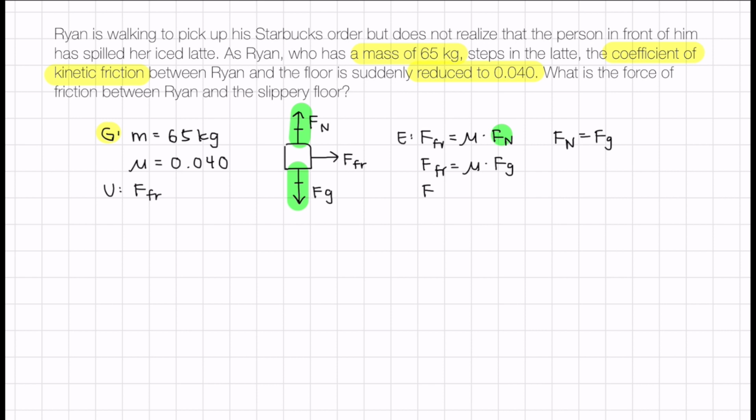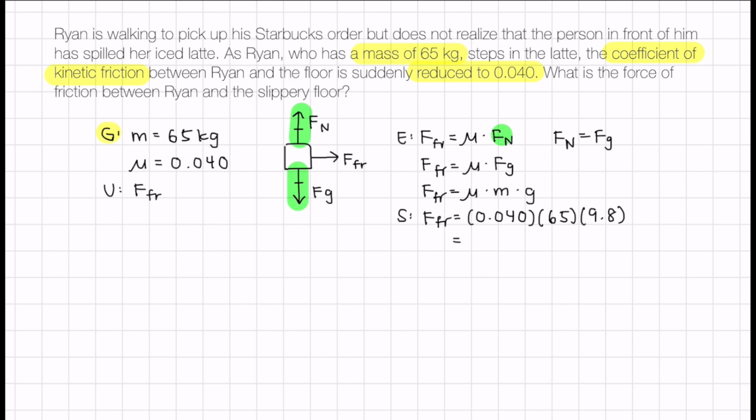How do we solve for the force of gravity? Well, we solve for the force of gravity by multiplying mass times the acceleration due to gravity. And again, I only care about the magnitude, so I'm not going to worry about the fact that the acceleration due to gravity is negative. I'm just going to use the number, and we'll deal with direction later on. So force of friction, therefore, if I substitute everything in, is going to be equal to mu, which is 0.04, times the mass, 65, times gravity, 9.8.